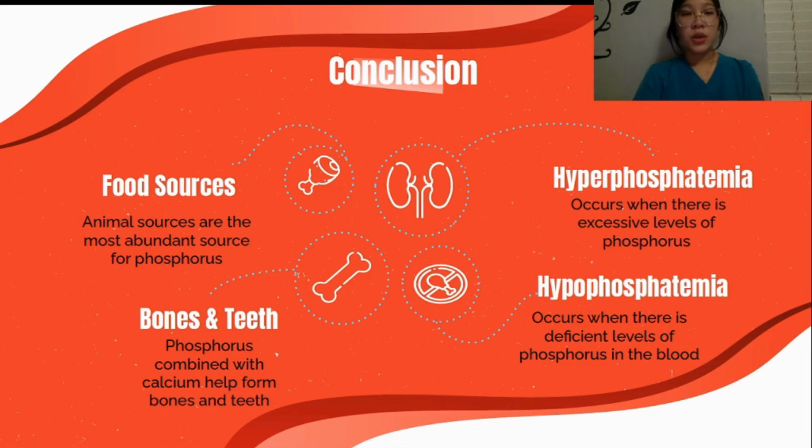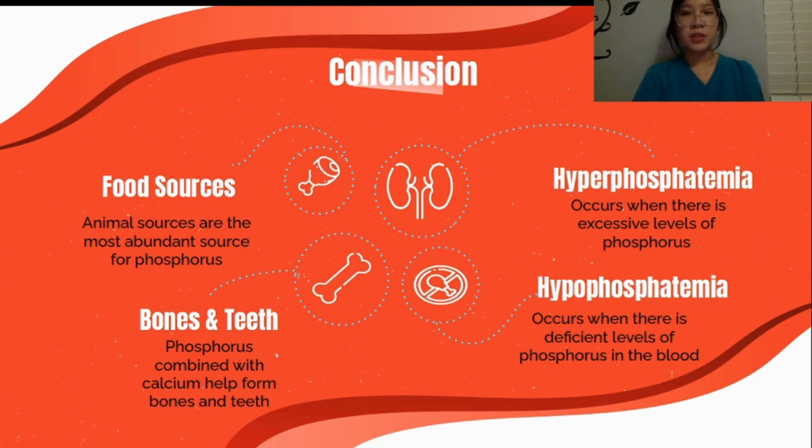To conclude, animal sources are the most abundant source for phosphorus. Phosphorus combined with calcium helps form bones and teeth. Hyperphosphatemia occurs when there are excessive levels of phosphorus. Hypophosphatemia occurs when there are deficient levels of phosphorus in the blood.